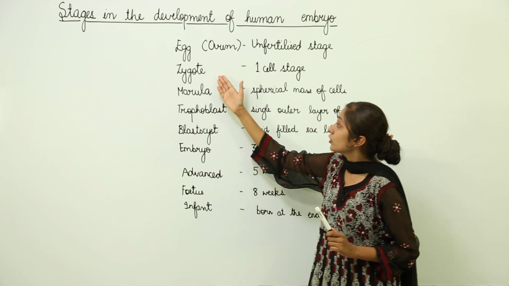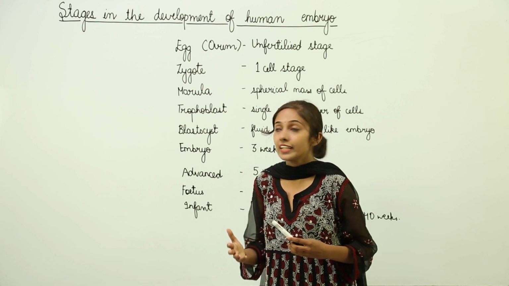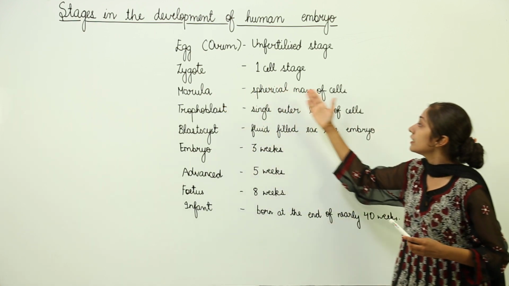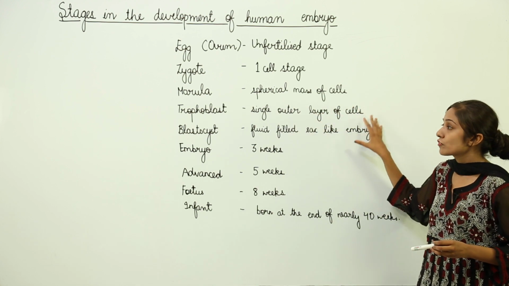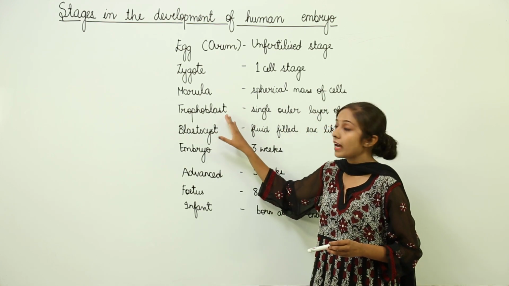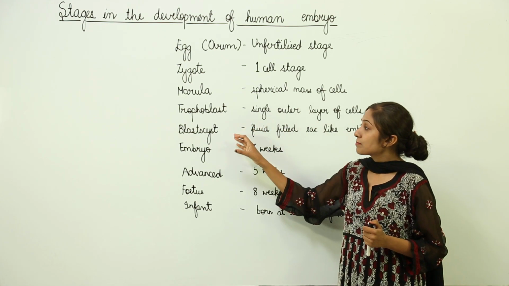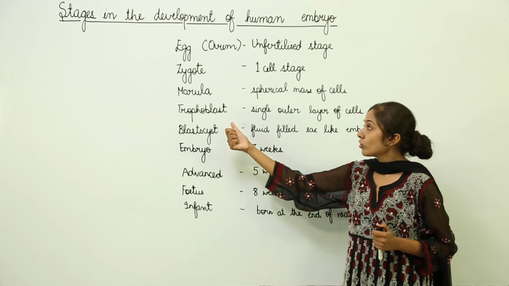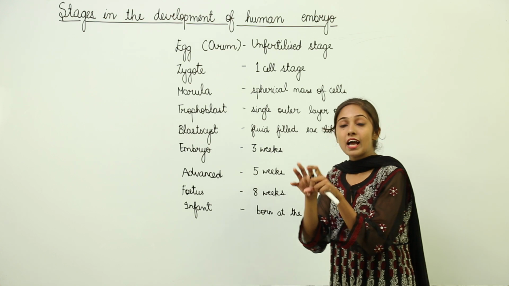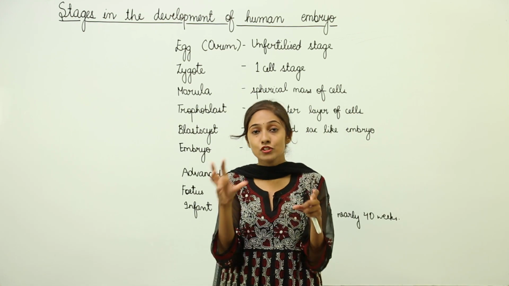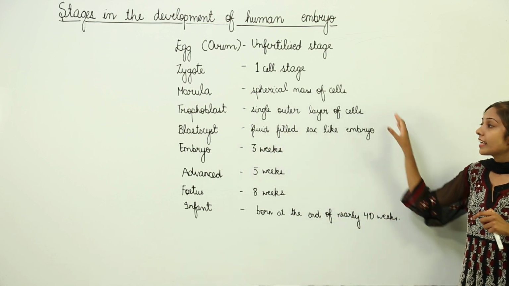Then after the zygote, there are repeated divisions of the cells. This forms a stage that we call morula. It is a spherical mass of cells. After morula, a single outer layer of cells is formed that we call the trophoblast. And after trophoblast, we have a stage that is known as blastocyst. Now in trophoblast, I told you that a single outer layer of cells is there, and inside we have a cavity. We have a large cavity. So after this blastocyst is formed, that is a fluid filled sac like embryo.